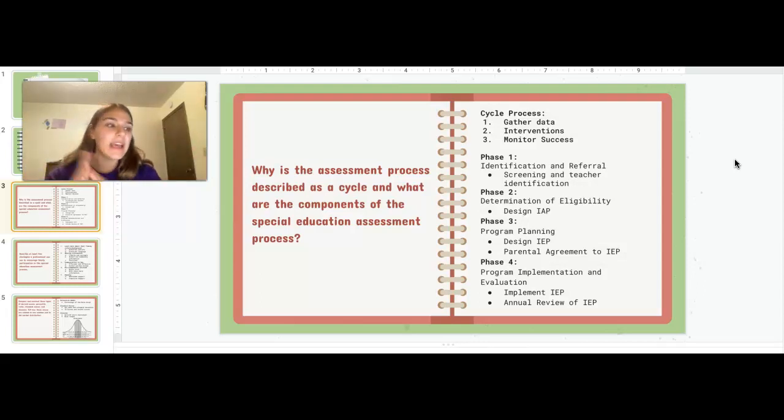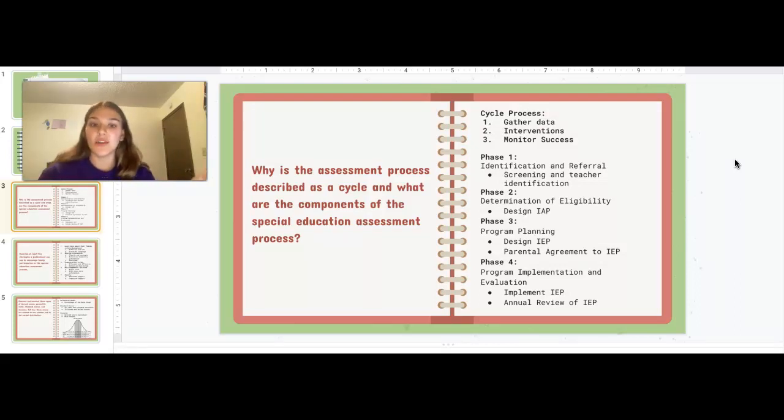So step 1, you gather information. So you gather information about data on their current skills and your students' current abilities. So say you are gathering information on your students' current reading abilities. So you're going to gather that information, write it down, and then you are going to plan interventions on what you can do to help them get better and increase their reading ability. And then step 3, you're going to monitor the success of those interventions.